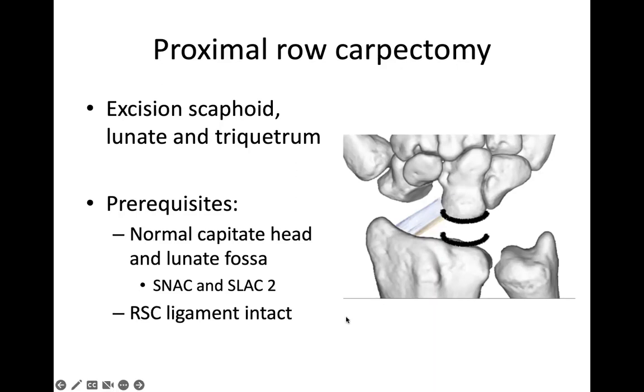So it's really only the stage 2 in both of these, SNAC and SLAC wrist, where you can do this. In stage 3, the capitate has started migrating proximally and the head is arthritic, so you can't do it in stage 3 SNAC and SLAC. Also, you need the radioscapholunate ligament intact, which is the most important volar ligament. So in complex trauma or bad injuries, that ligament may have been injured and you may not be able to do this.